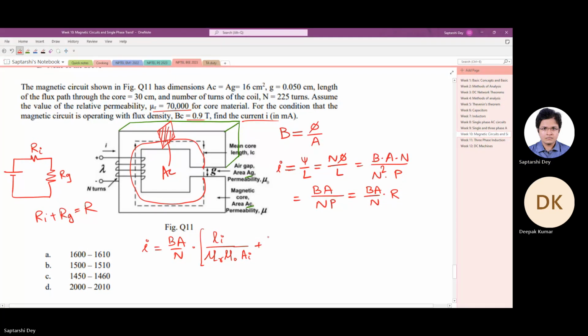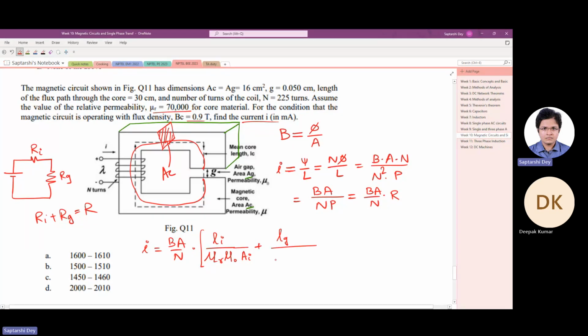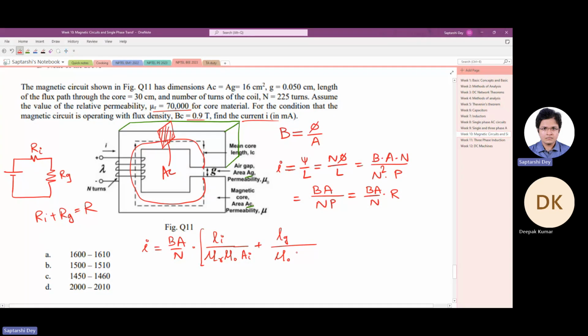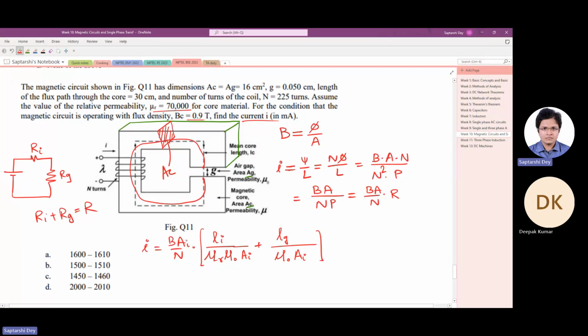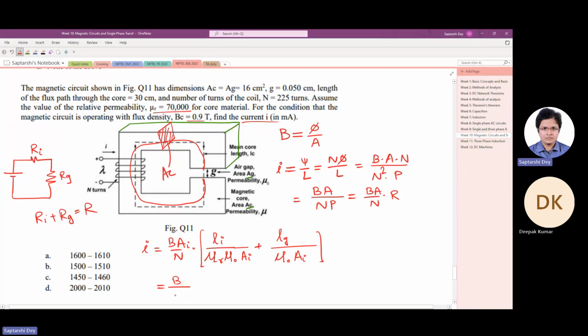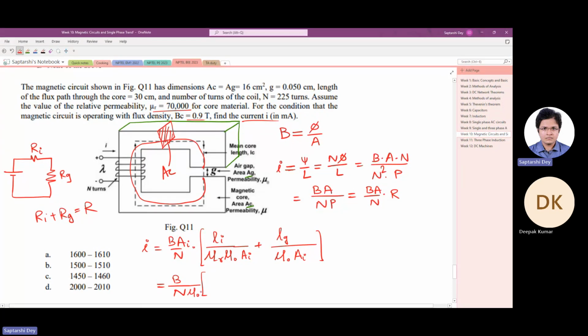plus reluctance of the air gap, which is length of the gap divided by mu naught. For the air gap, mu r is 1, relative permeability, times A. So this is basically the A that we are talking about here, area of cross section. So that gets cancelled out. What we are left with, we can take mu naught also outside. What we are left with is Li by mu r plus Lg. So you see they gave us the area value, but we do not need the area value, it looks like.